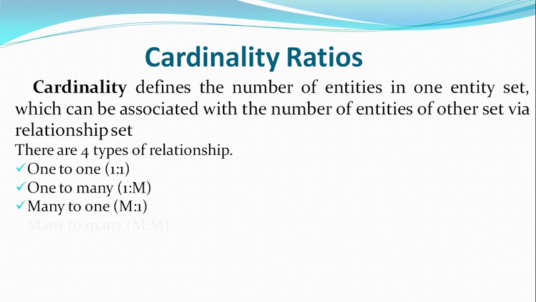There are 4 types of relationship: one to one, one to many, many to one, and many to many. Here, an entity in A associated with at most one entity in B, and an entity in B associated with at most one entity in A, is called a one-to-one relationship.